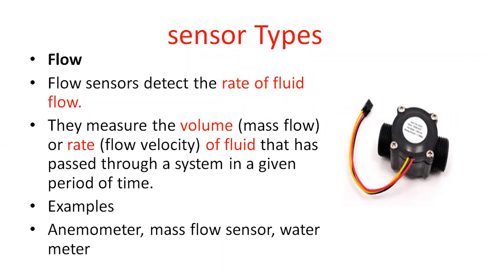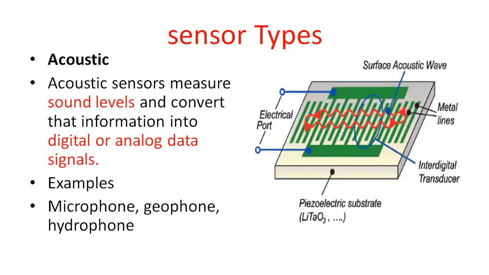The flow sensor measures what has passed through a system in a given period of time. For example, the anemometer, mass flow sensor and water meter. Here the diagram indicates the water flow meter. This is a flow sensor. Next, the acoustic sensor.